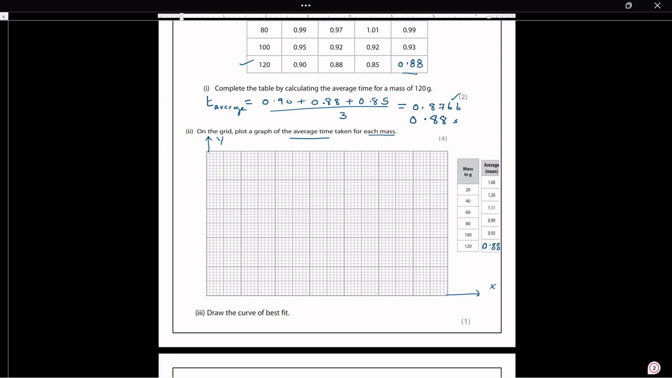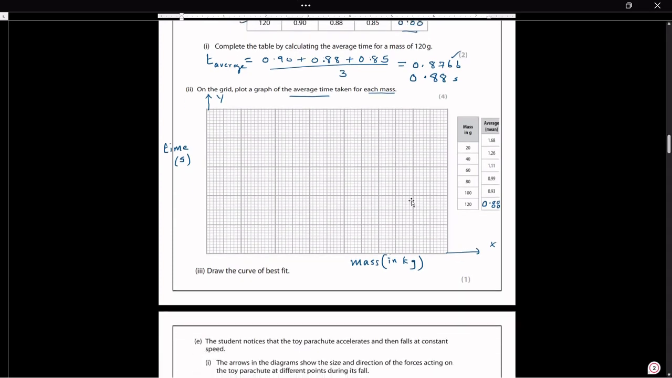Usually we mark the independent variable on the x-axis. So I'm going to take mass on the x-axis. You have to write mass in kilogram, so that I label it with the unit. Next, time is our dependent variable, what we are measuring, the time in seconds. This is the first step.